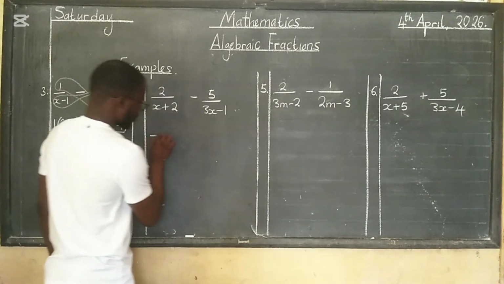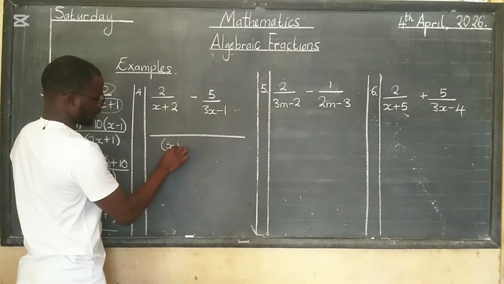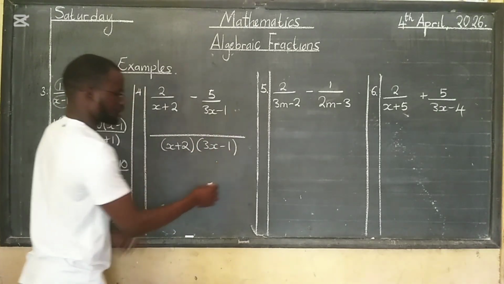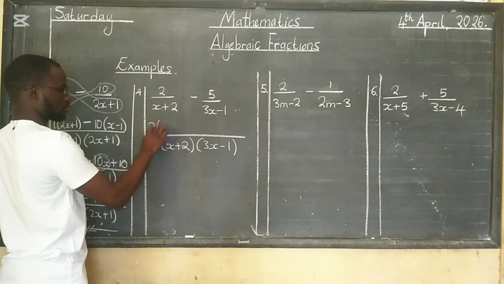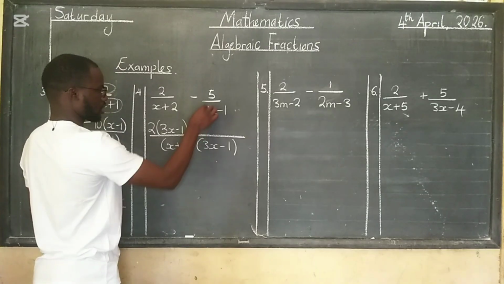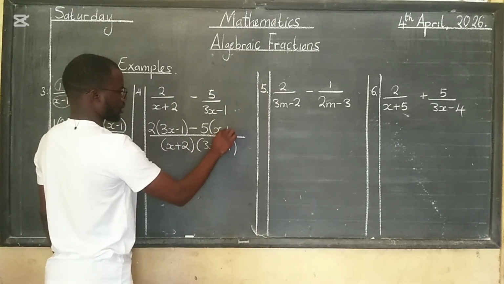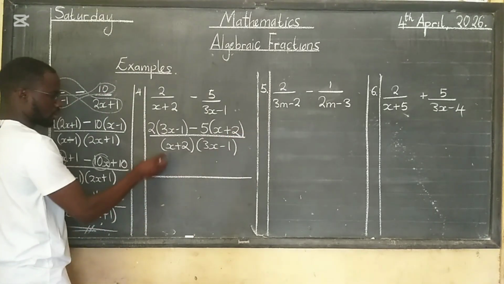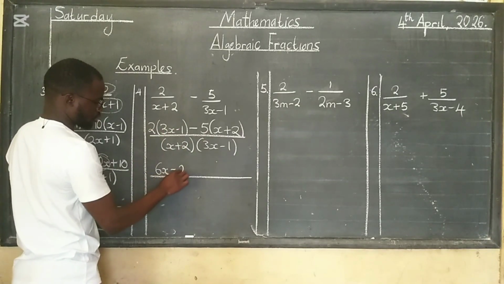So for this one, as usual, we get this x plus 2, and then this 3x minus 1. Just put them down there like that. Then this with this, so I'll put the 2, then I get this 3x minus 1, this minus, I get the 5, because it's 5 times this, 5x plus 2. Then I distribute the numbers outside. 2 times this is going to give us 6x. 2 times this minus 2.